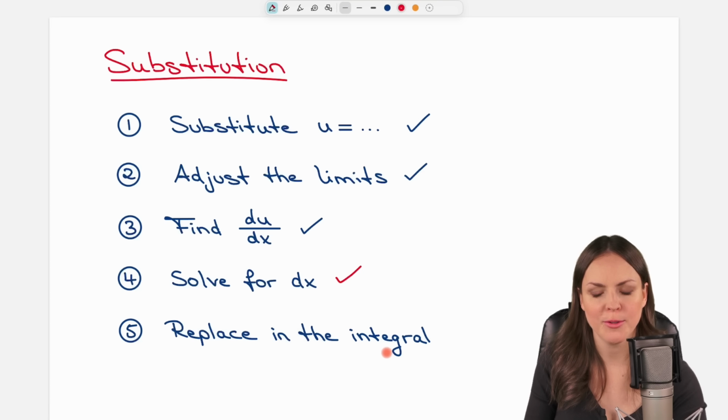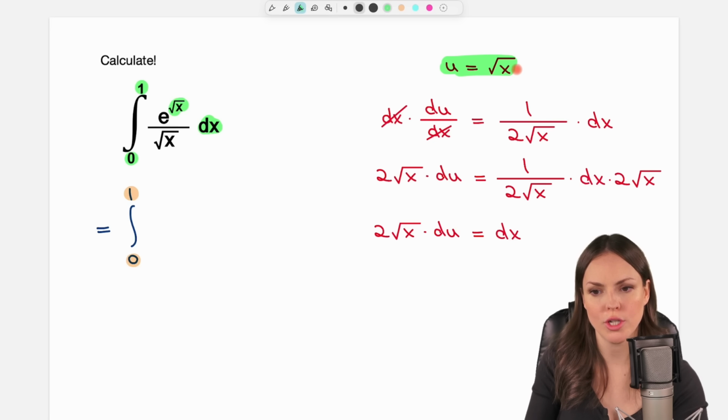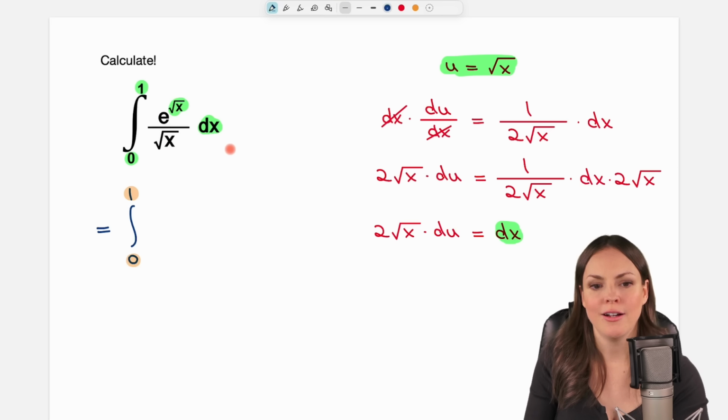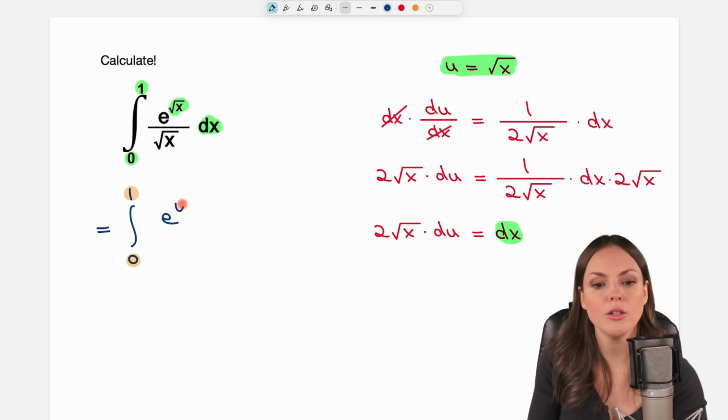Replace in the integral. Okay, so now that we've done all this work, we are going to use our substitution and our dx here to replace these things in our integral. Okay, let's start. We had e to the power of, and this here was where we didn't like that we have a function inside another function, so we wanted to replace this by our u, and now is the time to do it.